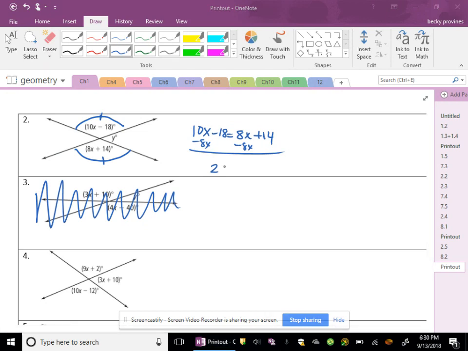So 2x minus 18 equals 14. And let's add 18 to both sides. So 14 plus 18 is 32. And I'm going to move my work over here to the right. 2x equals 32, and x is 16. So are we finished? And we're not, because you have to plug it back in.